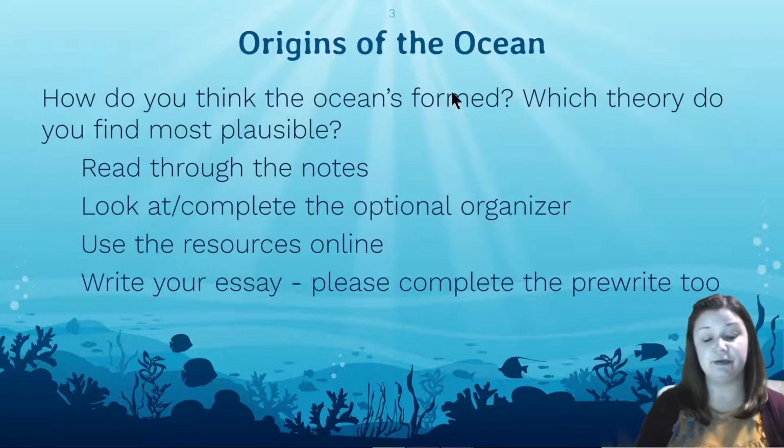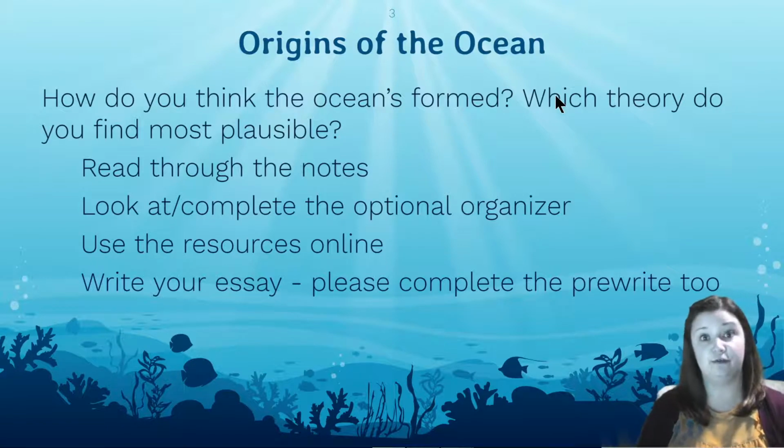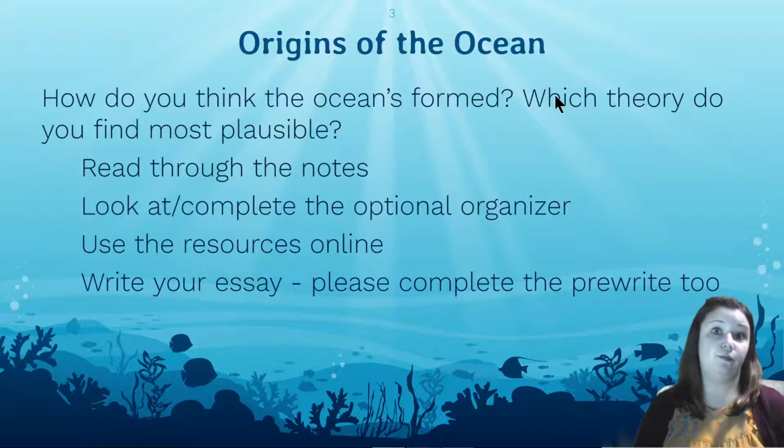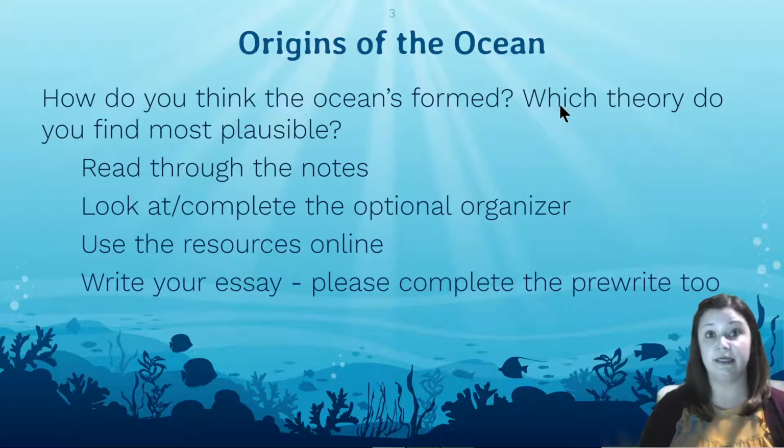So what you really need to do is think about those two theories, educate yourself a little bit more using the resources, the textbook, and the notes posted in Classroom, and decide what you think seems the most logical. Does it come from within the planet itself? Was it here already? Or did it come from other sources in outer space?